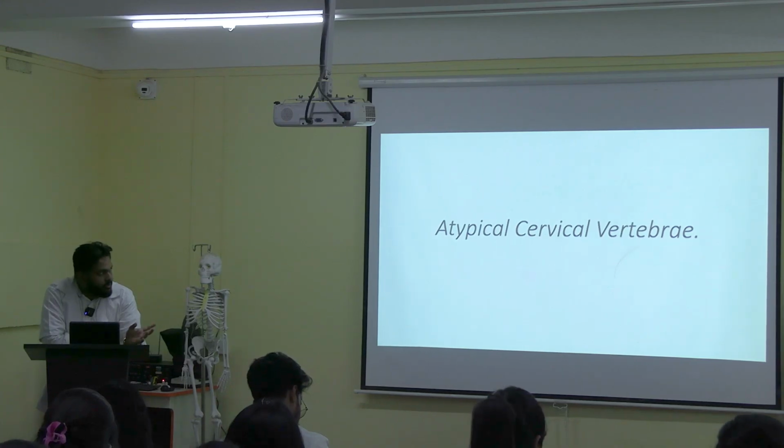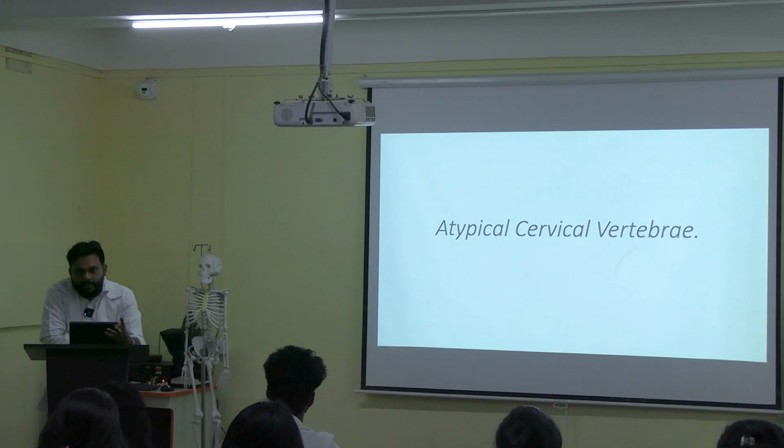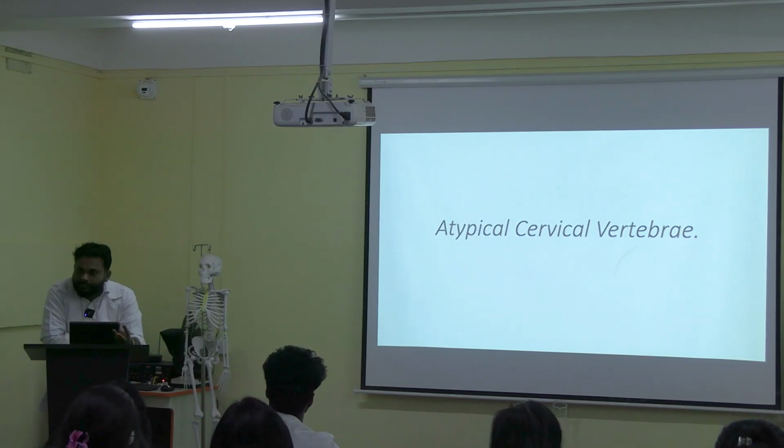Okay, today we will read about 3 vertebrae. These are atypical cervical vertebrae, that is C1, C2 and C7. C1, C2 and C7.